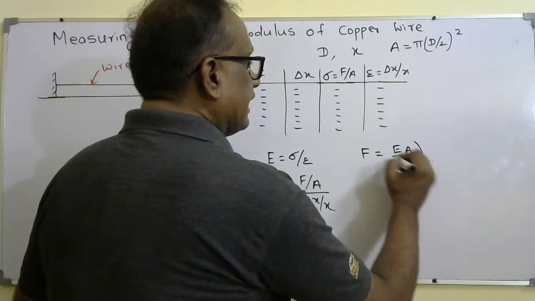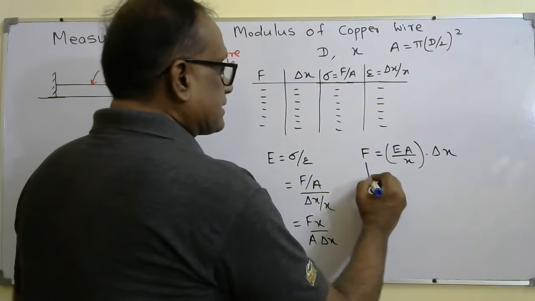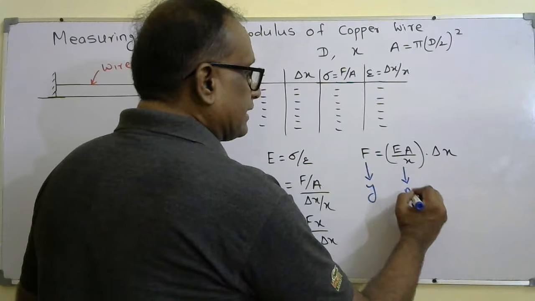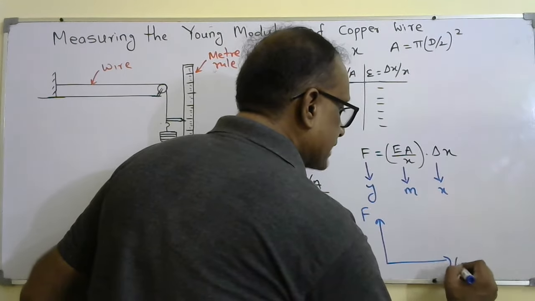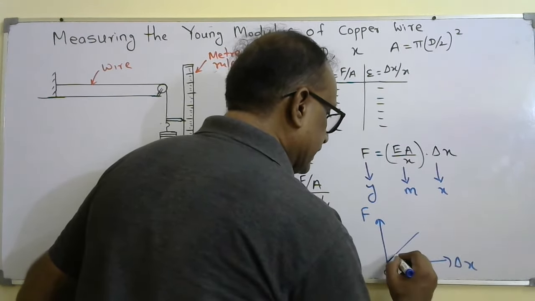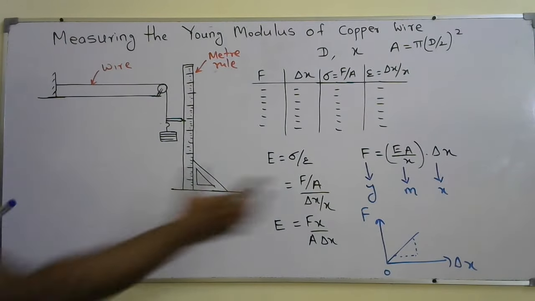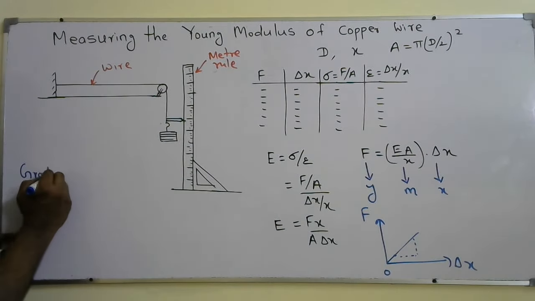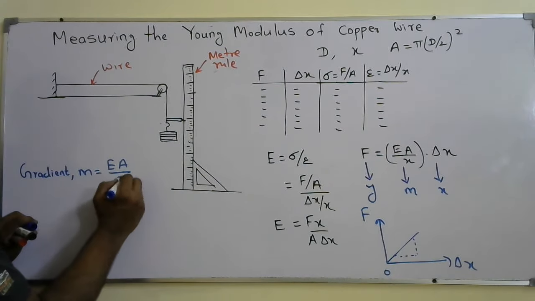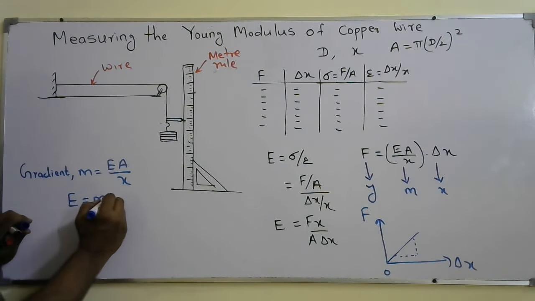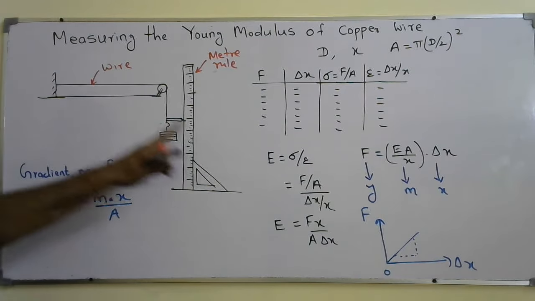So plot a graph of force against extension. Force will be on the y-axis and extension on the x-axis. You will get a straight line through the origin. Find the gradient. The gradient M is equal to EA over x. So E, that is the Young modulus, is equal to gradient times x over A. From this we can find the Young modulus. This is the second method to find the same value, by plotting a force against extension graph.